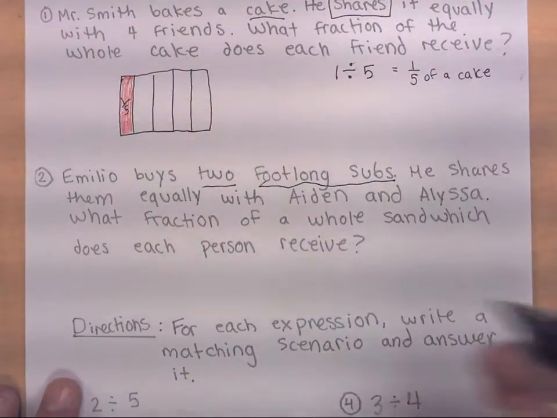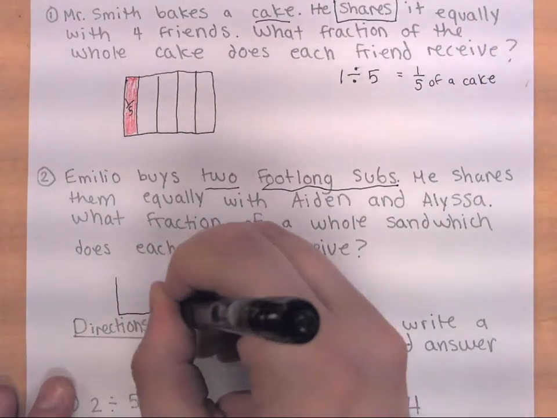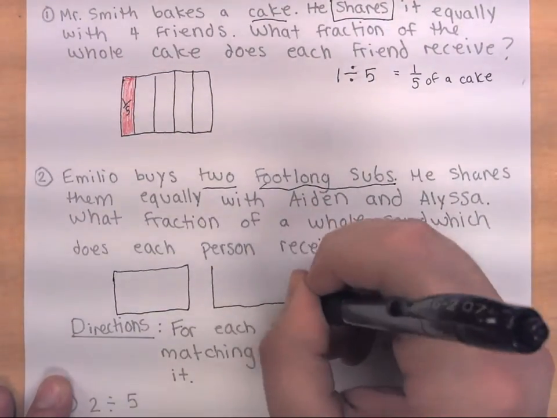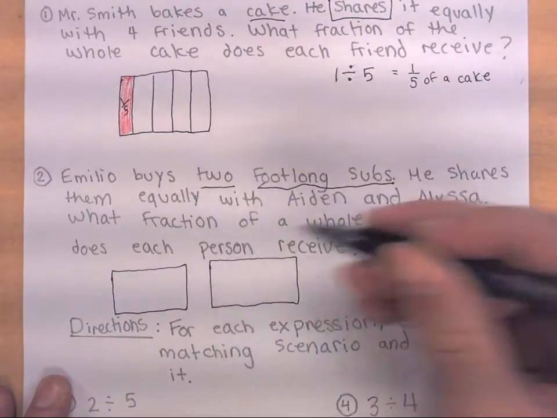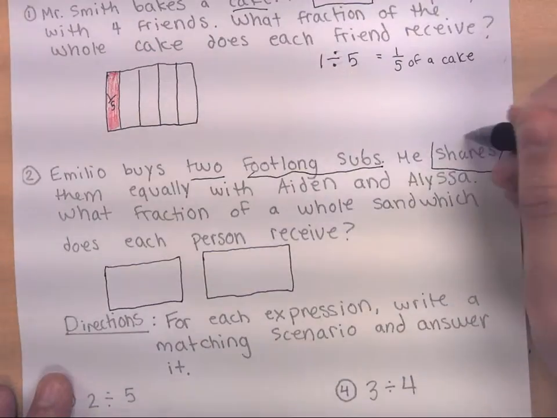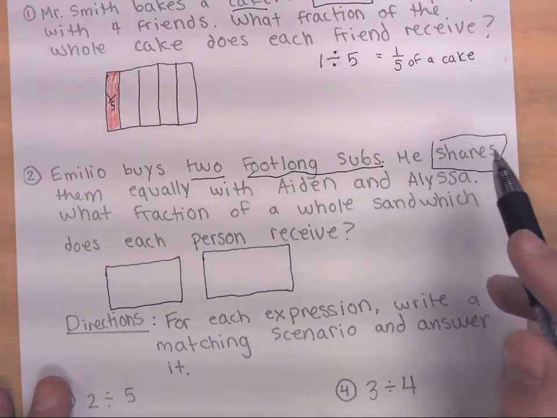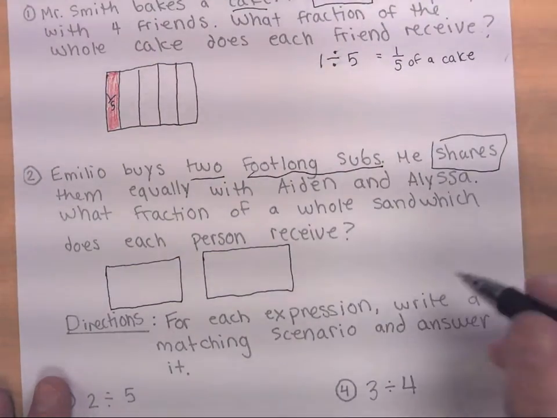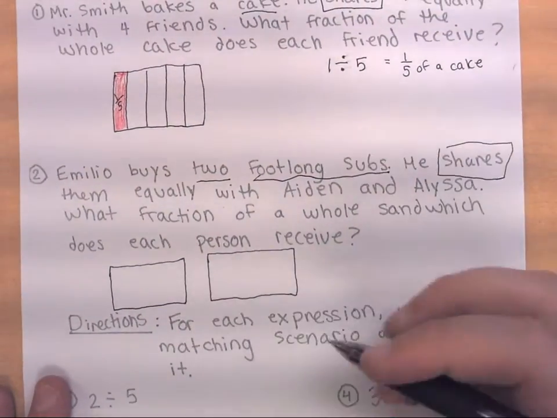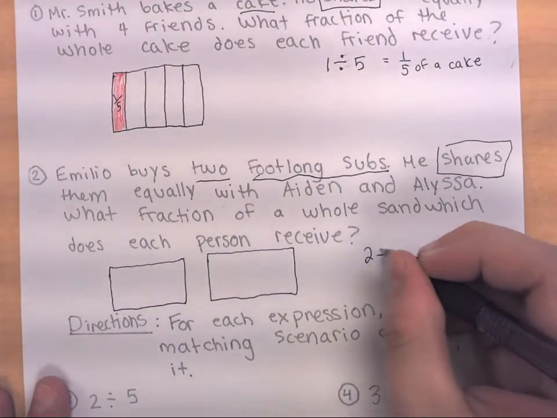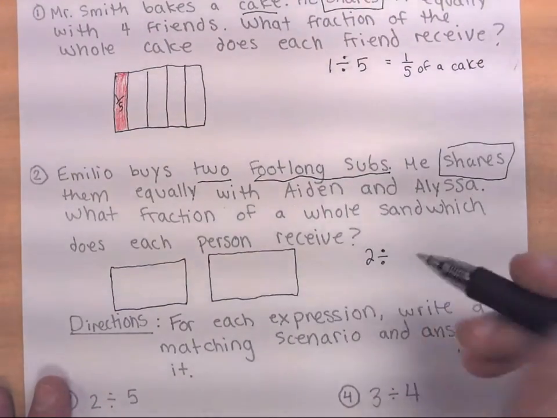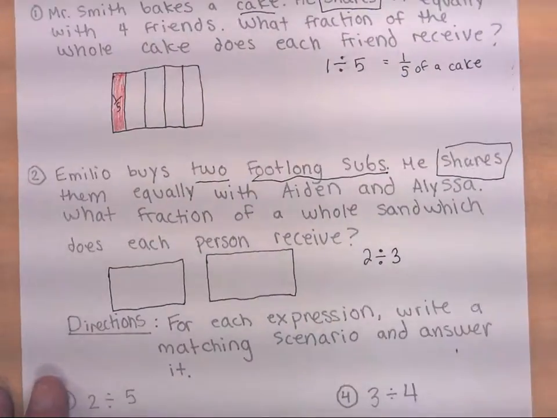So there are 2 subs. Here's one of the subs represented as a rectangle. Here's another sub represented as a rectangle. And again, we need to be aware that in this problem, Emilio is sharing with Aiden and Alyssa. So that means there are 3 people who are going to be enjoying these 2 subs. So the division expression that models the situation here is 2 divided by 3.